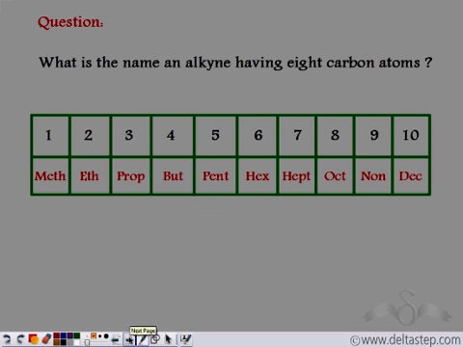What is the name of an alkyne containing 8 carbon atoms? Now, we know when there are 8 carbon atoms, we have the name oct, and in this case, we are talking of an alkyne, so the name becomes oct, and the suffix becomes -yne. So this is the name of an alkyne containing 8 carbon atoms, that is octyne.